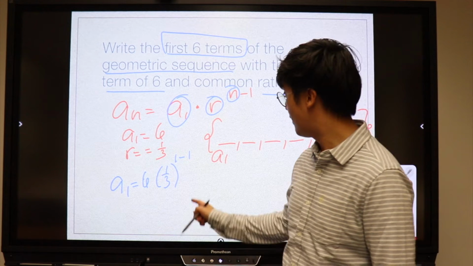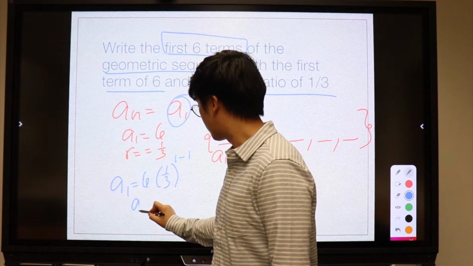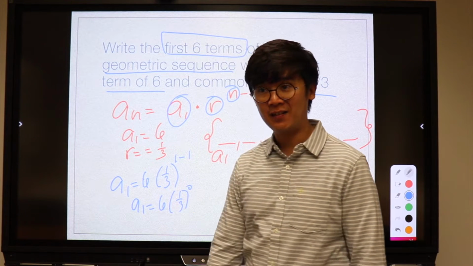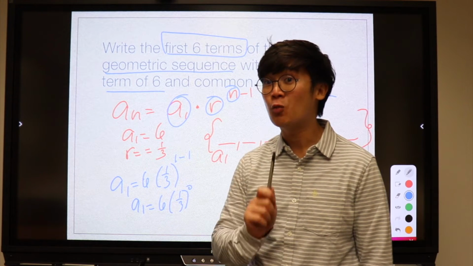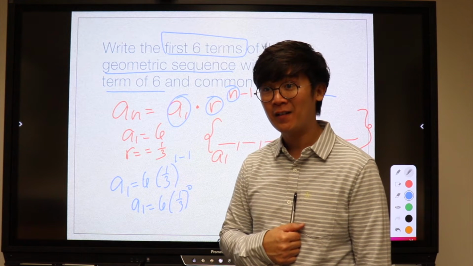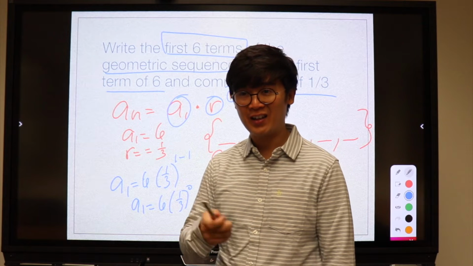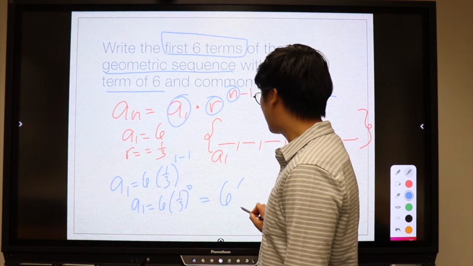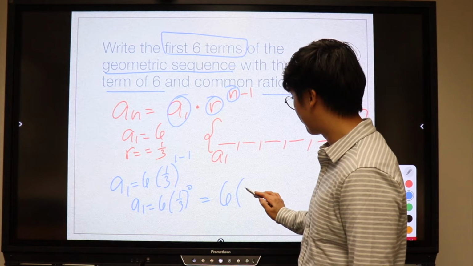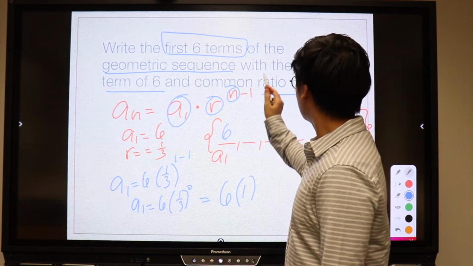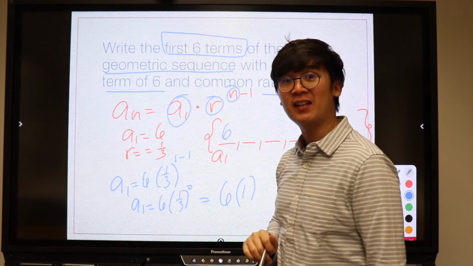Now let's do the math. What's 1 minus 1? 0. Now, what is 1/3 raised to 0? Is it 0? No, it's 1. You know your fundamentals. Good job. So 6 times what number then? 6 times 1. And what is 6 times 1? 6. That's why the first term of the sequence is 6.